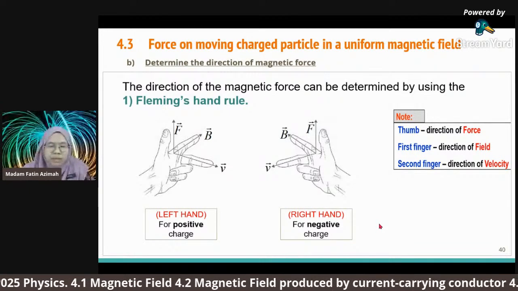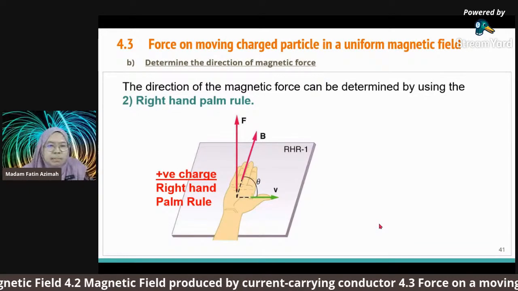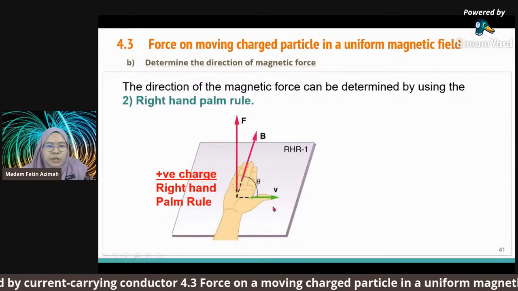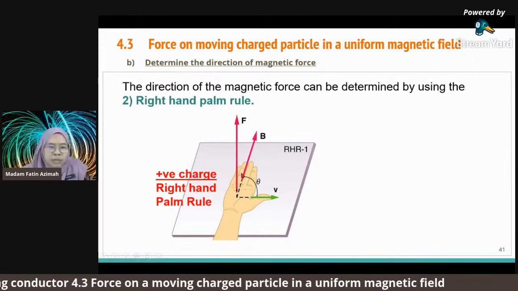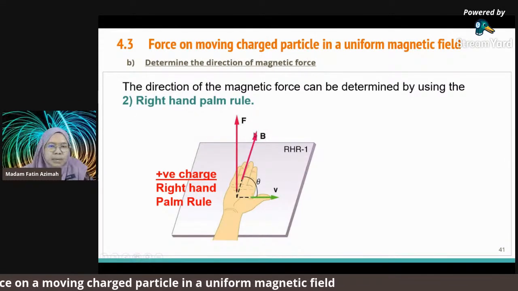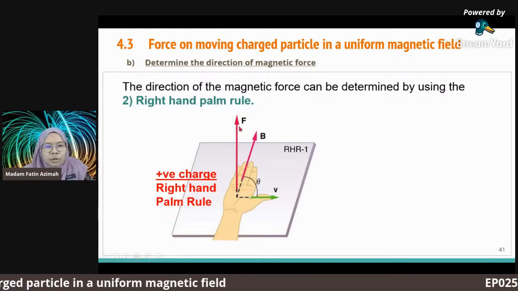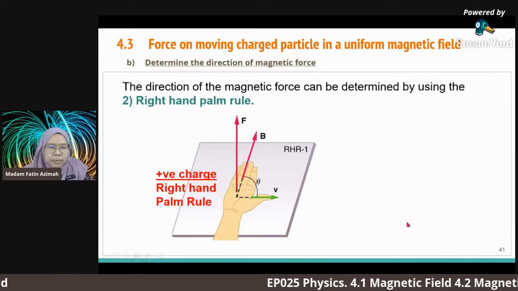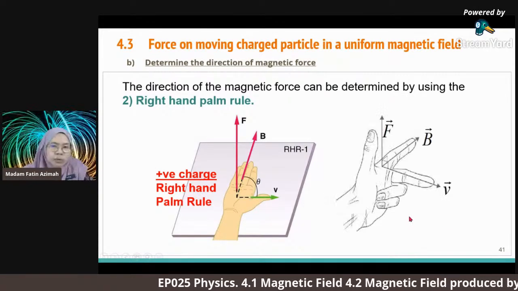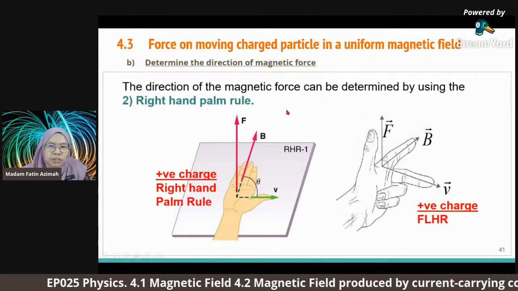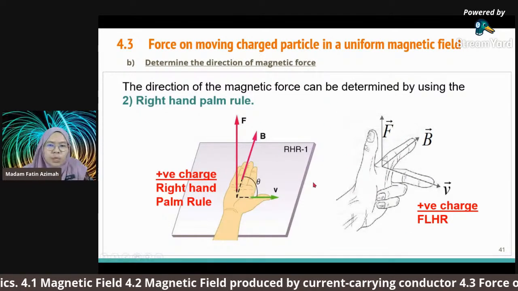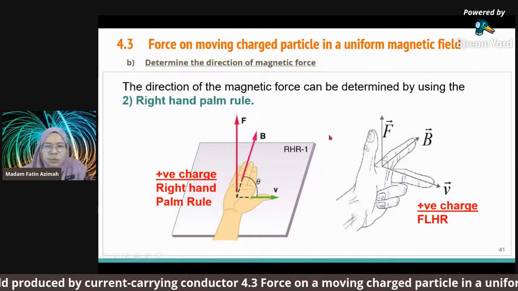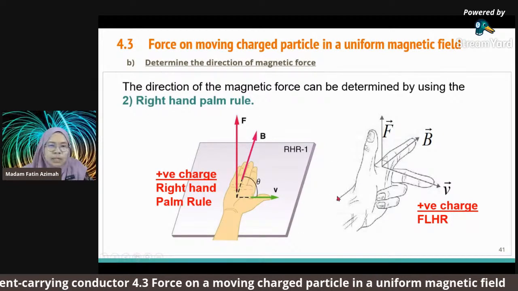Another way is by using the right hand palm rule. The thumb is the direction of the velocity, the other fingers are the direction of the magnetic field, and your magnetic force is coming out of your palm. Let's compare with Fleming's left hand rule for positive charge. They are in the same position, always 90 degrees to each other. So you can choose either of these two that you think is easier for you to answer questions.